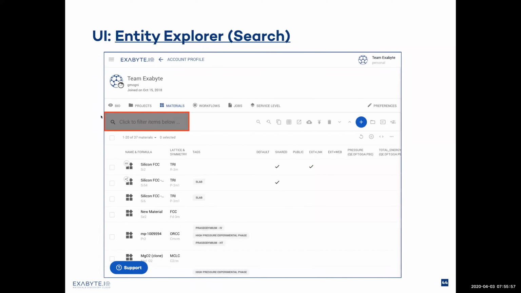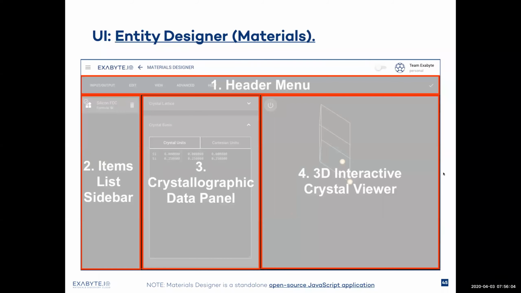There is a way to search through the entities and filter them in the top. And here is how the entity designer looks like. So this is an example designer component for materials. And again, it has certain menu items at the top. It has a list of items on the left. It has a crystallographic panel for the case of materials in this case, and 3D interactive crystal viewer on the right.